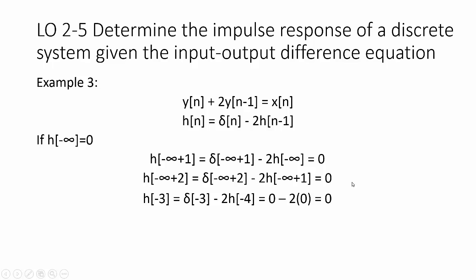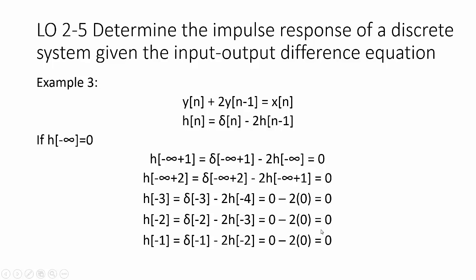I've rewritten things so I have more board space. At time n equals negative 2, delta of negative 2 minus 2h of negative 3, again 0. Again, previously we said it was 0. When n is negative 1, delta of negative 1 is 0. h of negative 2 in the previous line was 0.